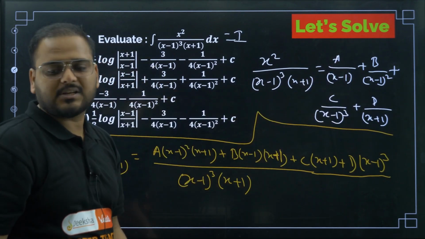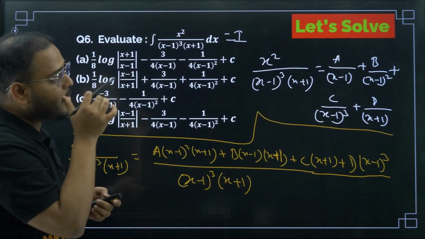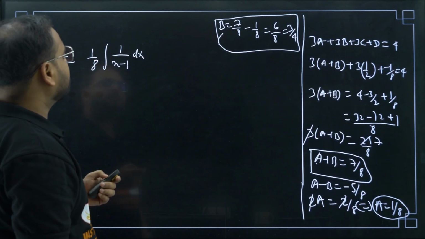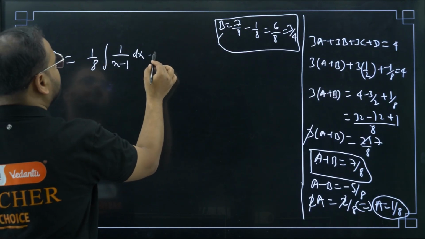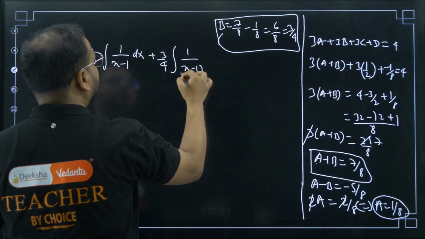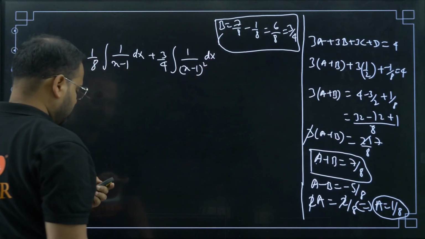So I write it as integration of 1 upon x minus 1 dx. Next is what? B upon x minus 1 the whole square. What is my b value? My b value is 3 by 4, right? So plus 3 by 4 integration of 1 upon x minus 1 the whole square dx. Yes or no? Please check.